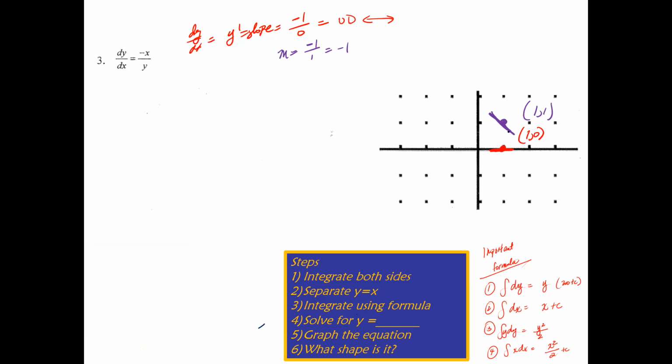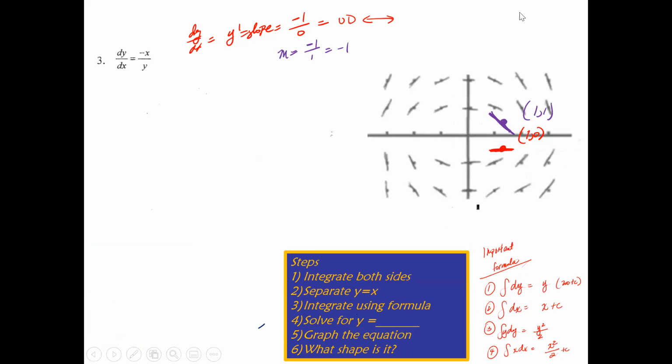So now that I showed you guys how to do 2 of them, go ahead and do this on your own and complete all the points. When you're done, it should look something like this. This is the direction of what your slope field is going towards. Now let's go ahead and try to solve for this.